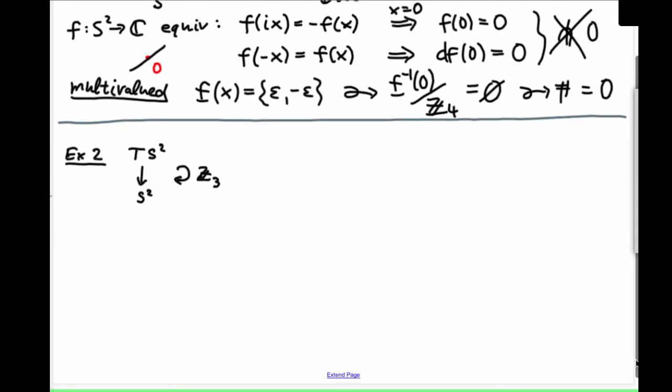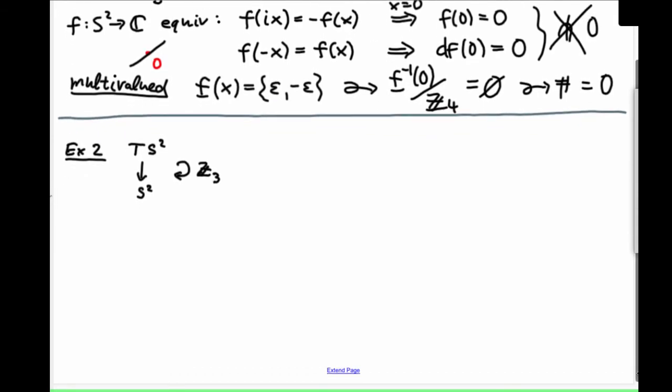Right. So finally, one example where we're expecting a non-zero count. However, this is an example where I'm not entirely sure that you can't find an equivariant transverse perturbation. I haven't thought about that too much. But let's see.